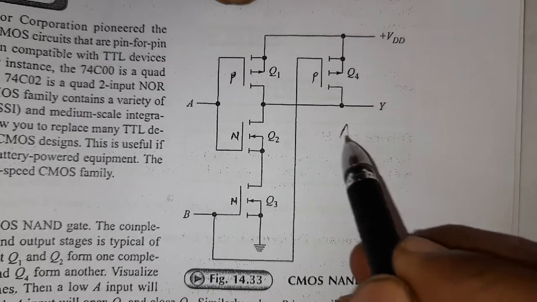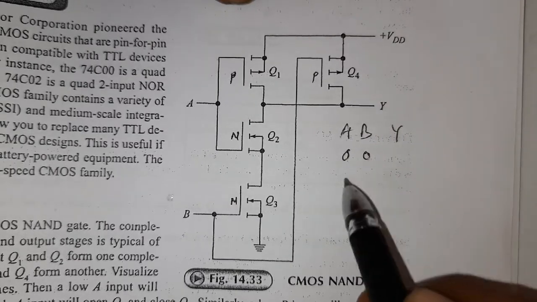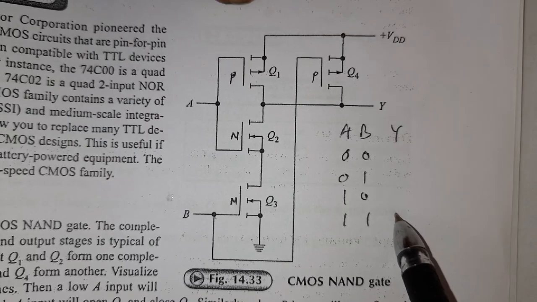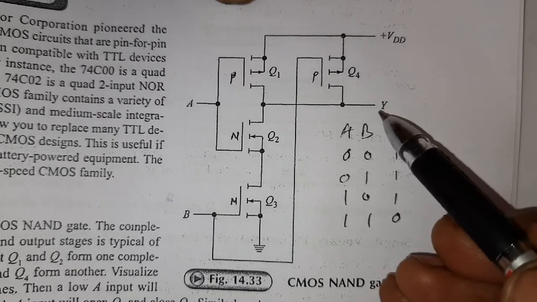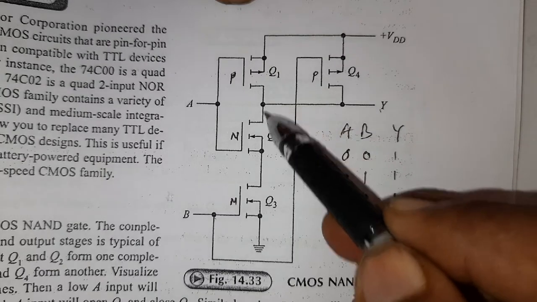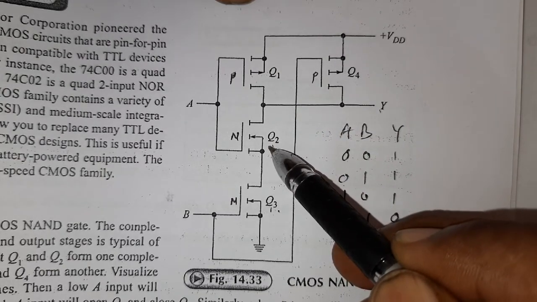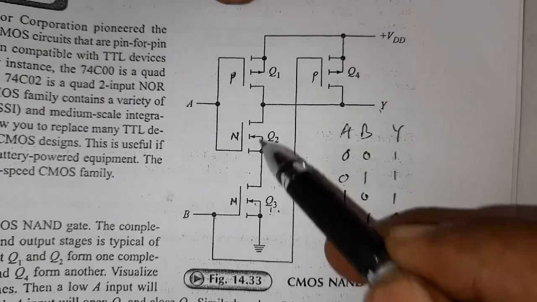Now, typically we are aware of the NAND gate. A, B inputs, Y is the output. In case of the NAND gate, the special case is 1, 1. That means for 1, 1 the output will be 0, otherwise it is 1. To have the output low, that is 0, both Q2 and Q3 must be on. Both Q2 and Q3 must be on. That means these are N-type MOS.